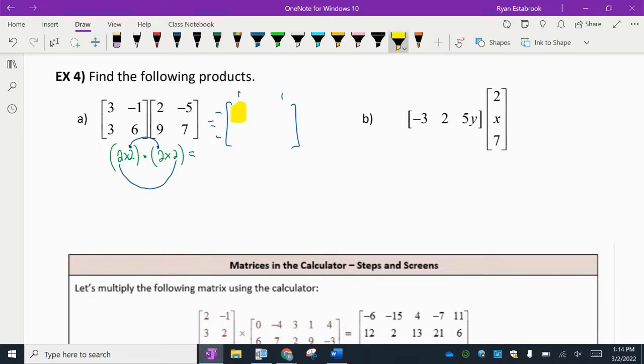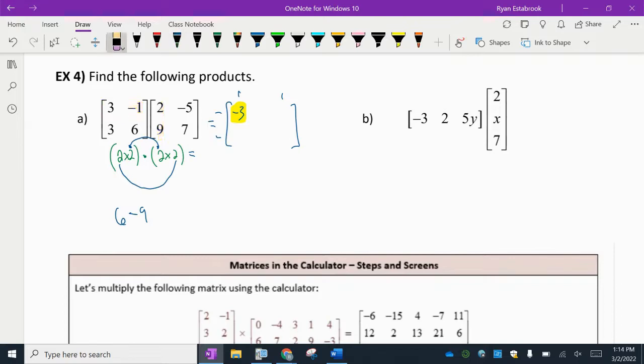Let's figure out the number that's going to go in the upper left-hand spot. In my answer key, this yellow is in the first row and first column. So we are going to multiply the first row by the first column. 3 times 2 is 6. -1 times 9 is -9. Add those together, and we get -3.